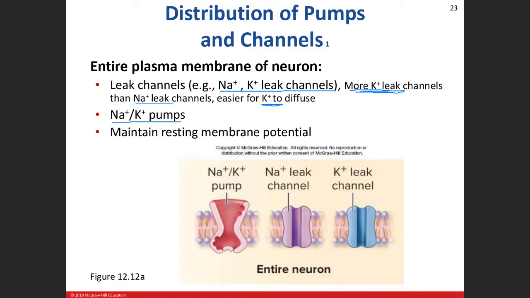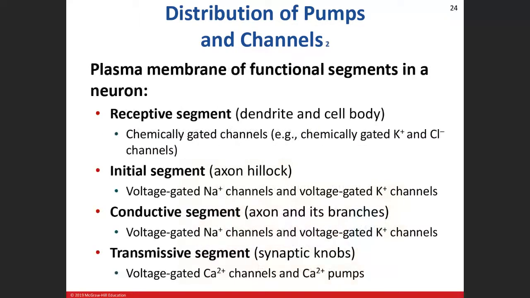Okay, so we talked about the actual anatomical parts of a neuron: the cell body, the axon hillock, the axon, the dendrites, and the telodendron with the synaptic knobs. Now we're going to describe those same structures by their functional descriptions, their physiology. The receptive segment is the dendrites and the cell body. We call it the receptive segment because that part of the neuron receives input. Information comes into that region.